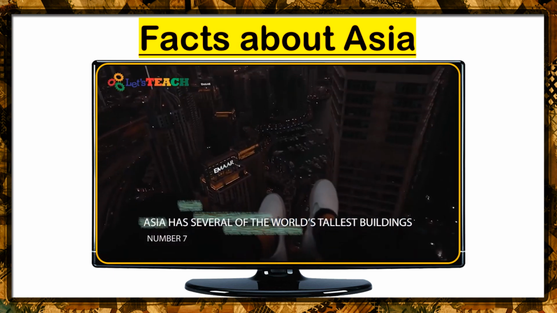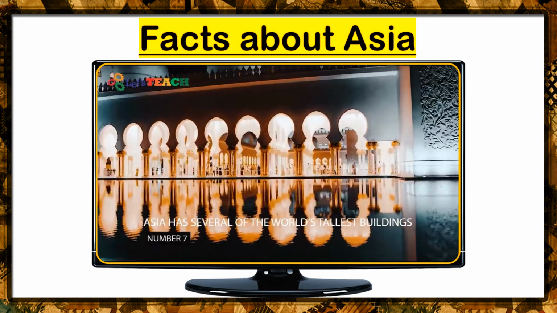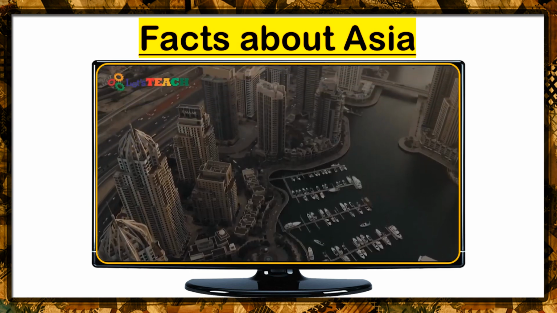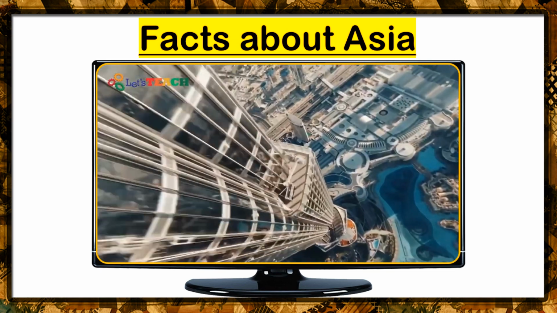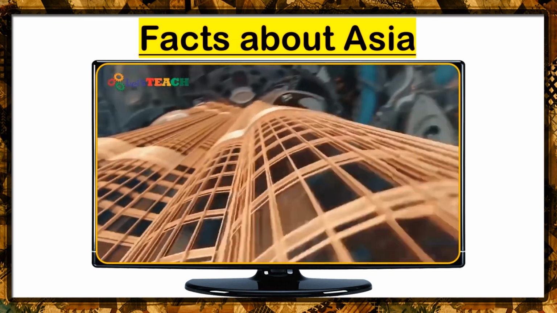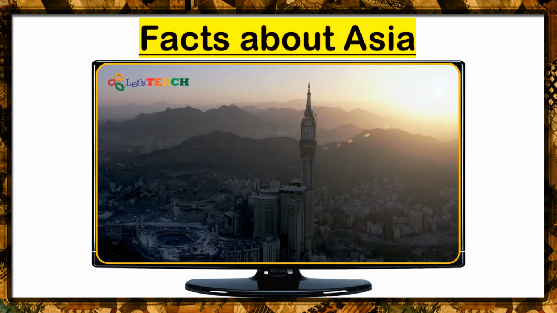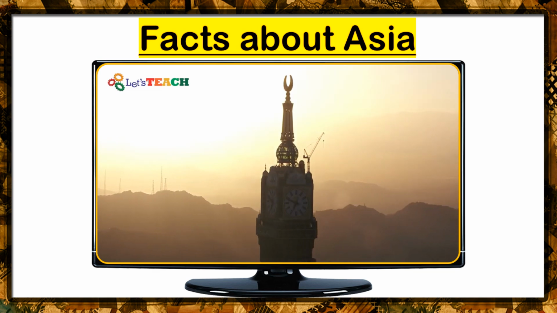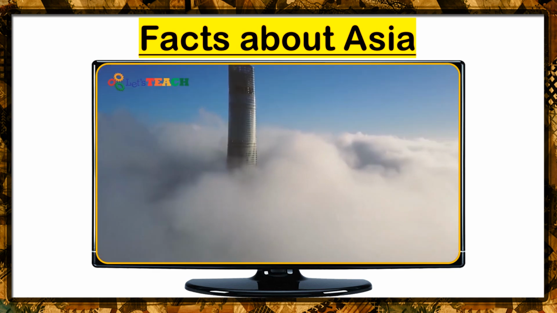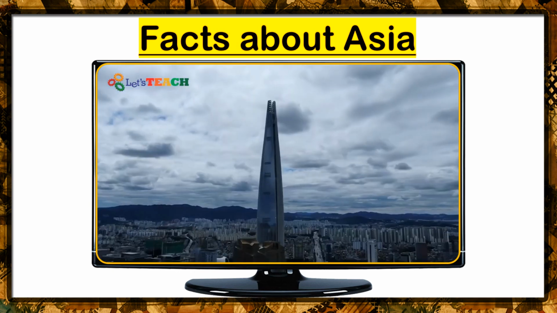Number 7. Asia has several of the world's tallest buildings. Many people believe that the Middle East is separate from the Asian continent. On the contrary, it's a part of Asia. Hence, the world's tallest building, the Burj Khalifa, which can be found in Dubai, is technically in Asia. There are so many other very tall buildings all over the continent, some of which include the Abraj Al Bait Clock Tower, Taipei 101, the Shanghai Tower, Tokyo Skytree, and the Lotte World Tower, among many others.